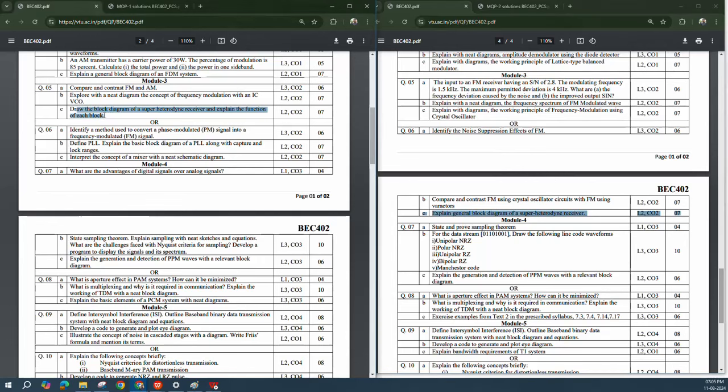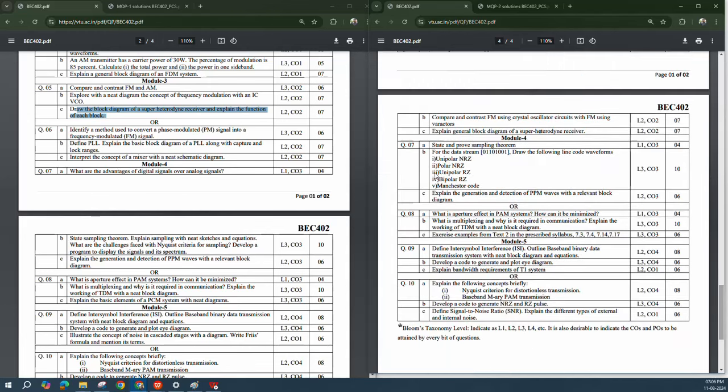So here also the common question is the superheterodyne receiver, and here also a superheterodyne receiver is asked. You can see any other question papers also on communication. This superheterodyne receiver will be there for sure. And come to module 4.